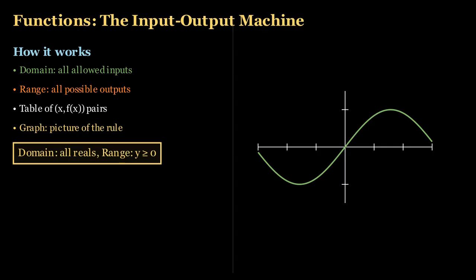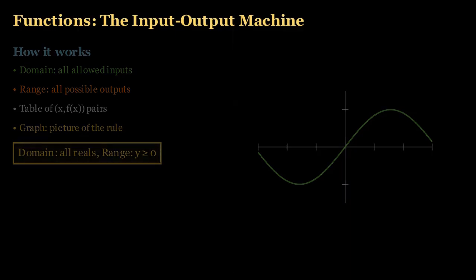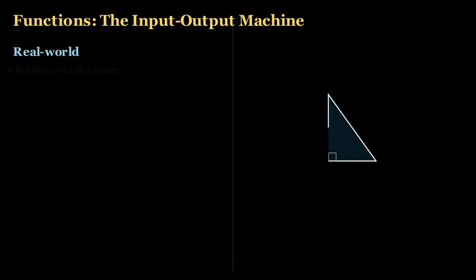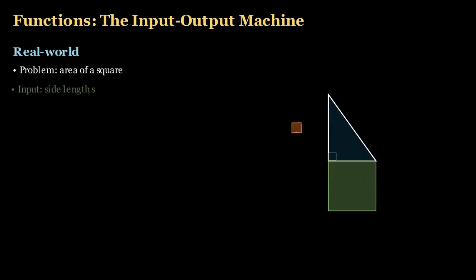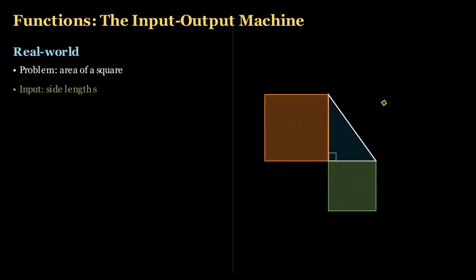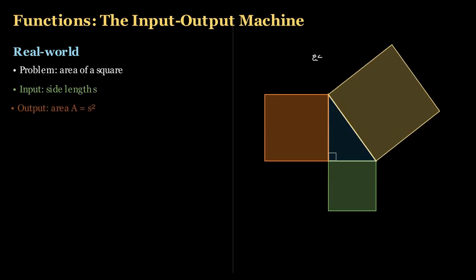Let's use our function machine to solve a real problem. Suppose you're tiling a square floor. The area depends on the side length. That's a function. Let's call the side length s, our input. The rule is area A of s equals s squared. What if the side is 5 meters? Feed 5 into the machine. 5 squared is 25. So you need 25 square meters of tile.